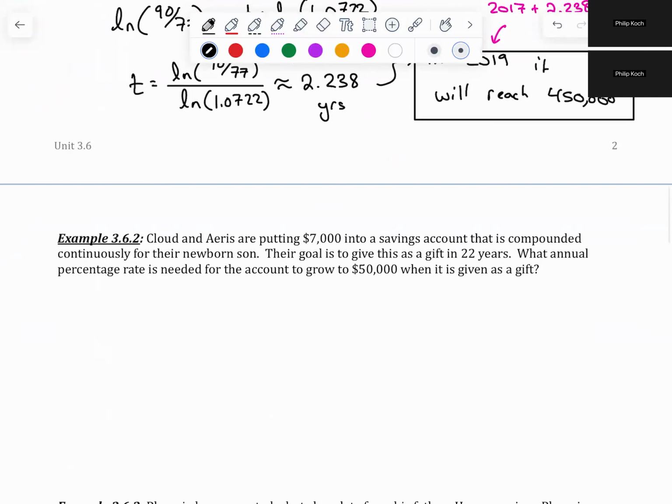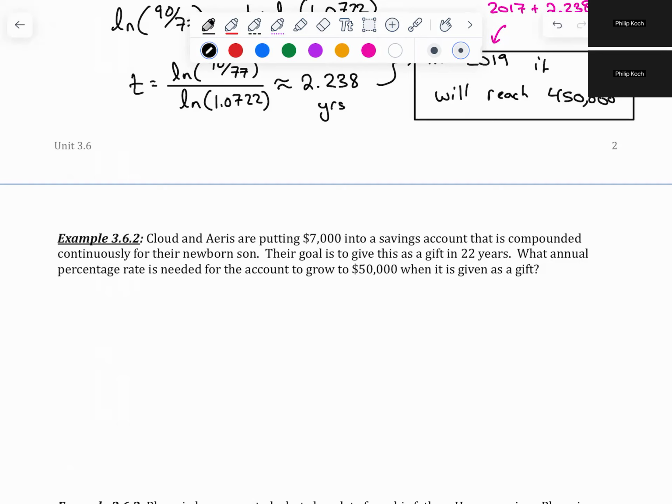So, another example. I think this one is good. Two random people named Cloud and Eris, I found those names off the internet. McLeod and Eris are putting $7,000 into a savings account that is compounded continuously for their newborn son. The goal is to give this as a gift in 22 years. What annual percentage rate is needed for the account to grow to $50,000 when it's given as a gift?